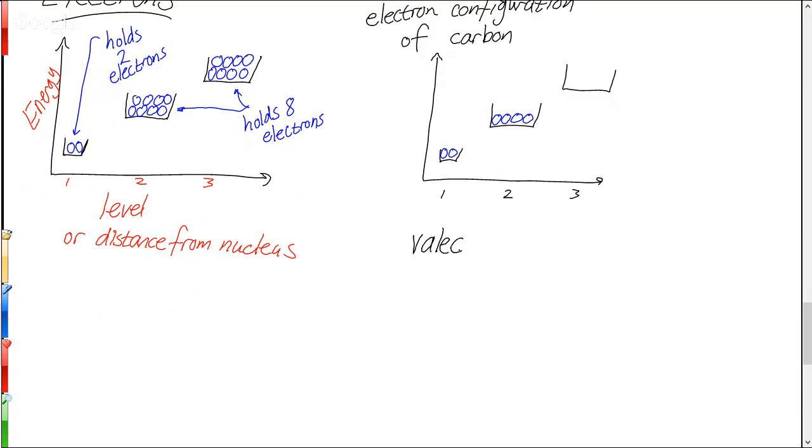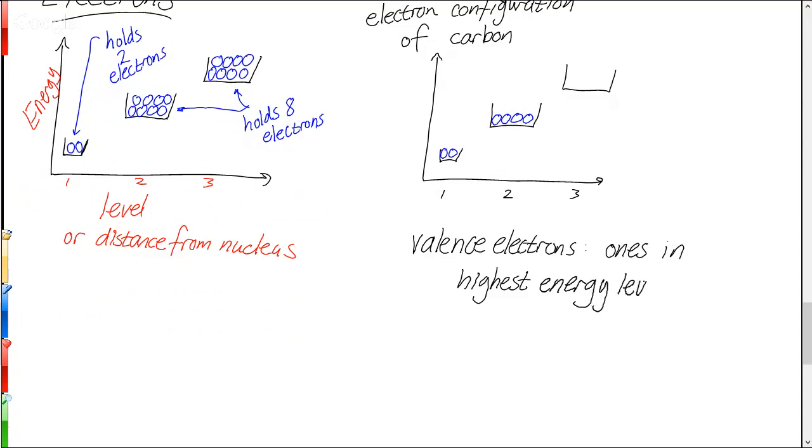First one is called the valence electrons. The valence electrons are the ones in the highest bucket. They're important because they're the electrons that actually do all the chemistry. When we start talking about reactions and bonds and all of this other stuff, it's the valence electrons that are actually doing stuff, that are going out and making their connections. So they're going to be the ones in the highest energy level.